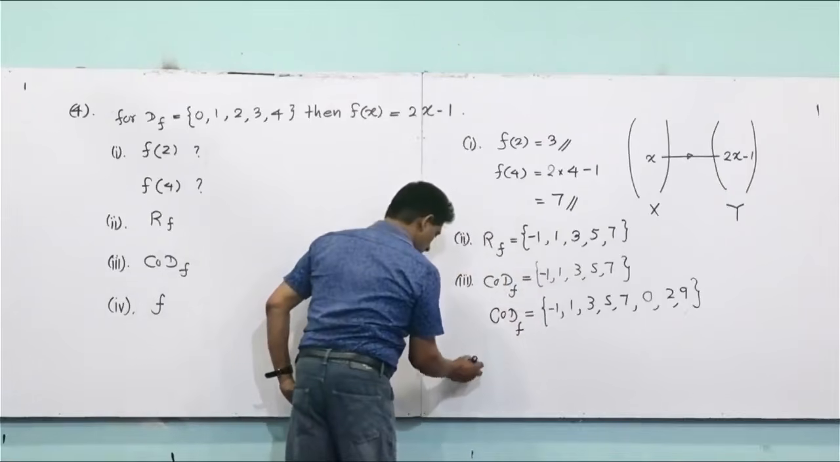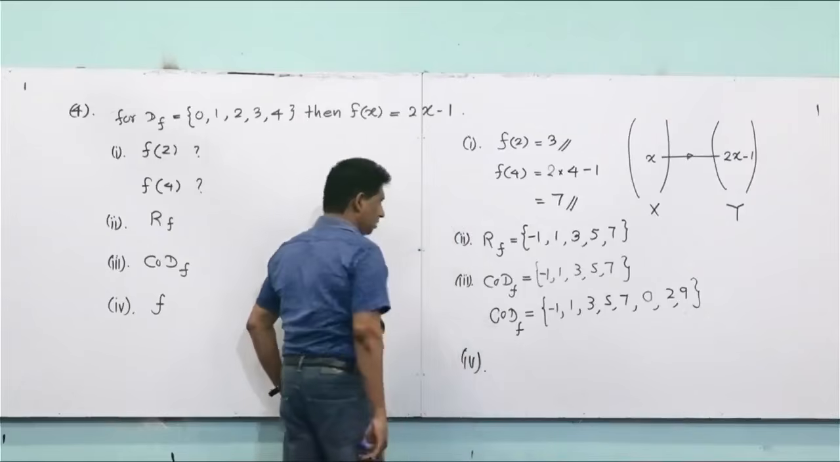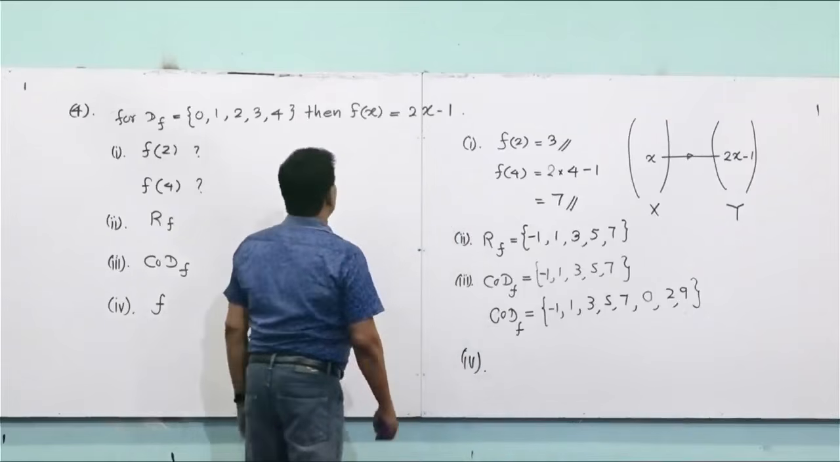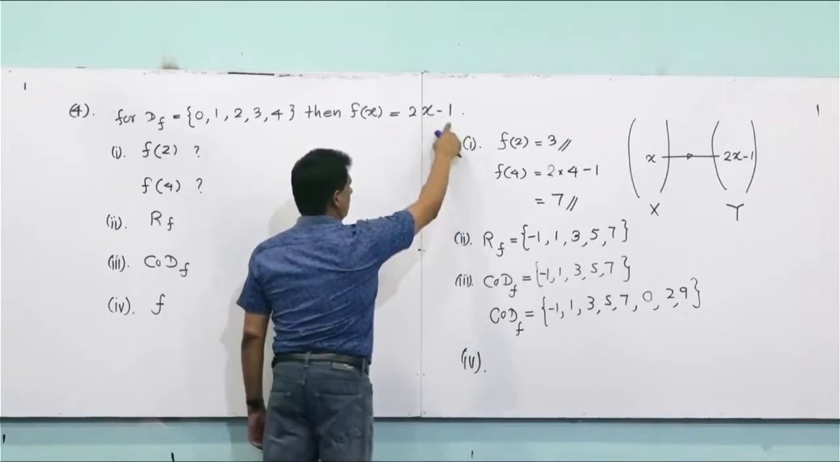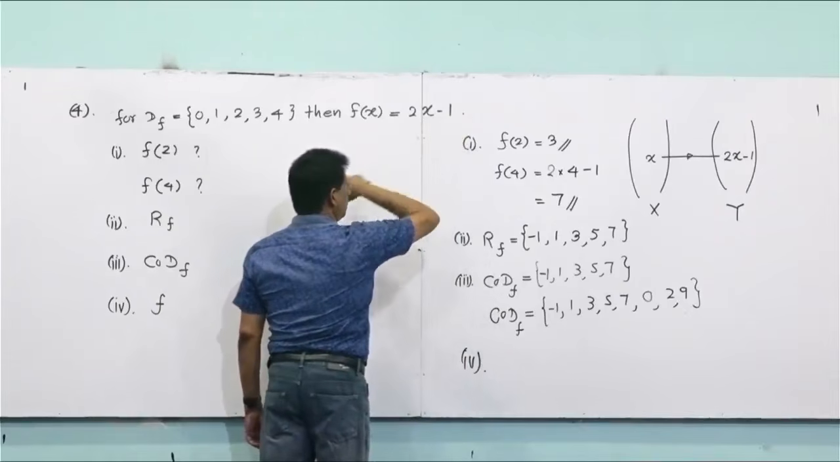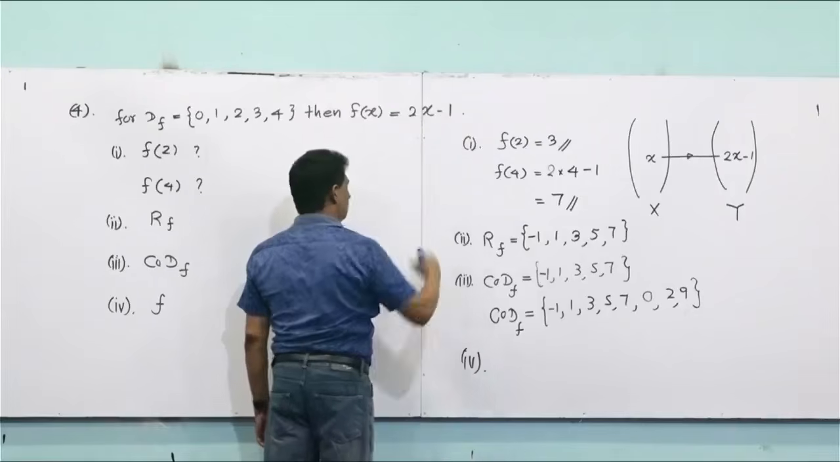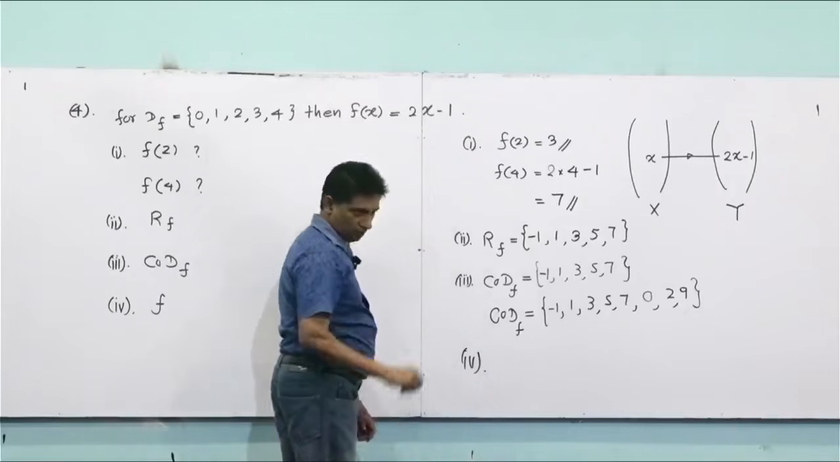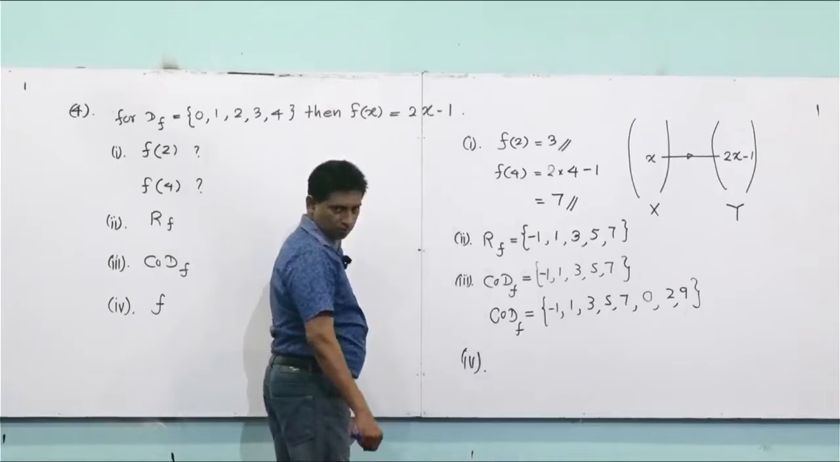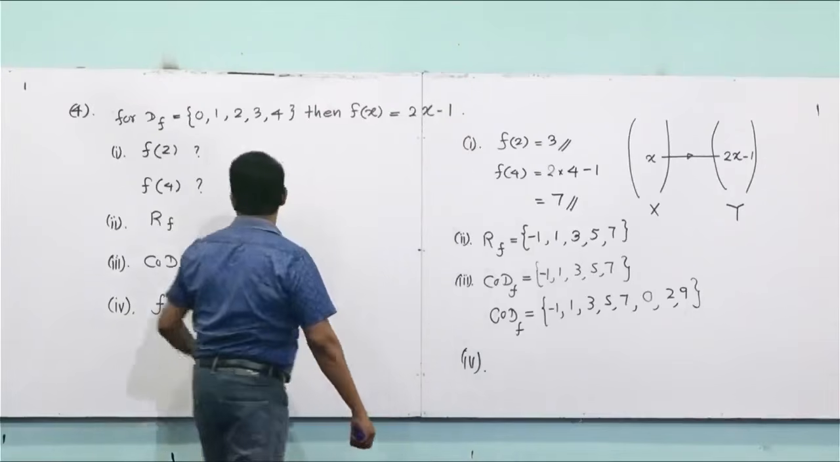Both one function, they ask what the function is. By looking at this, we can say what the function is. First you have to multiply by 2, then you have to subtract 1. That is the function. Okay. Do this one.